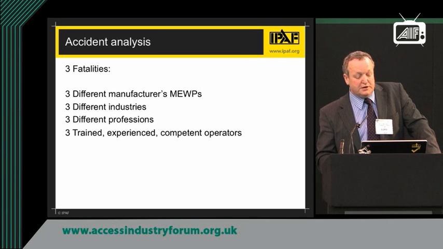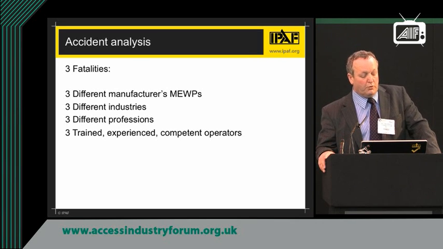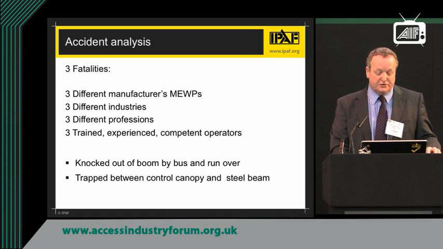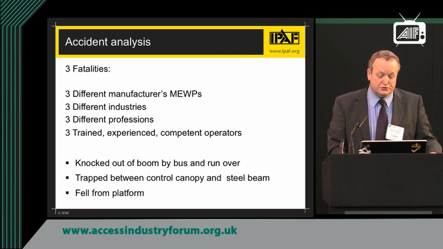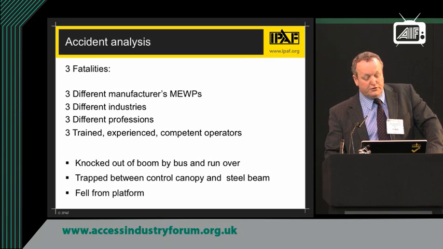And unfortunately, the 3 people who lost their lives were 3 trained, experienced and competent operators. That was basically one of the only common things I could find with all 3 of these people. They were trained, their employers said they were the most experienced and competent operators they had, and they were the least likely to have the accidents. One was knocked out of the boom by a bus and then fell underneath the bus and was run over. The other was trapped between a control panel and a steel beam, and the other, for some unknown reason, fell from the boom.